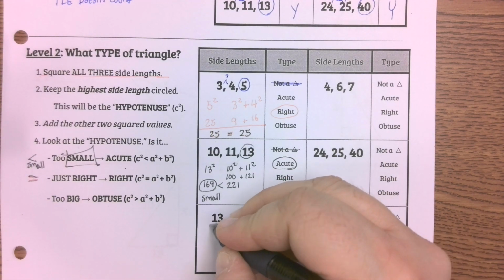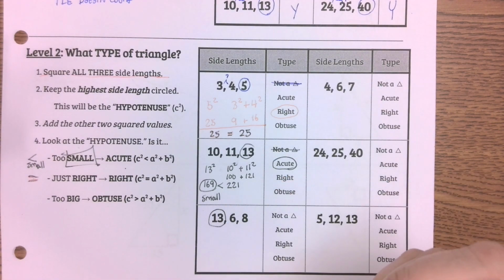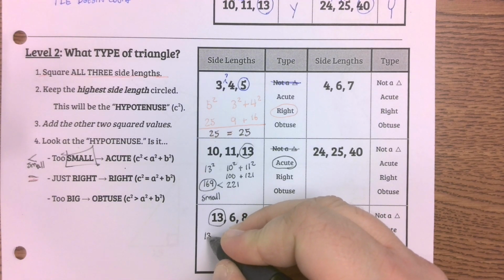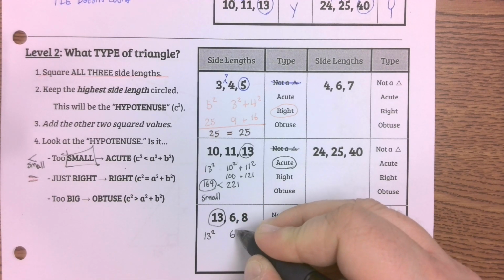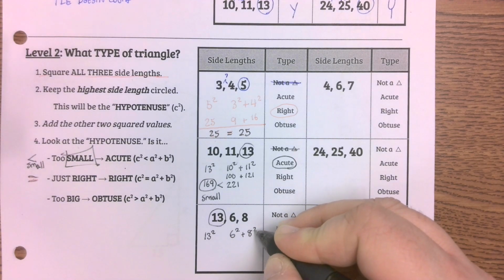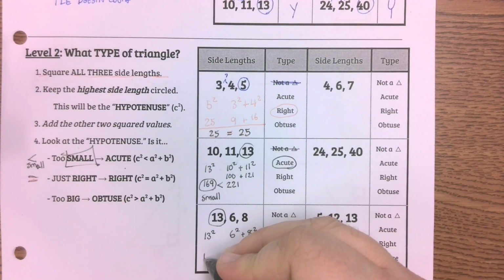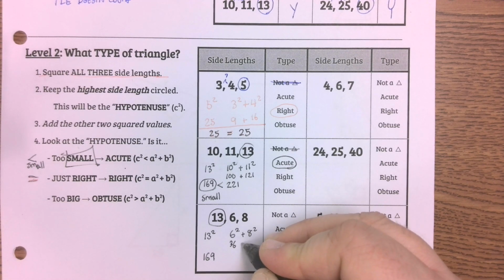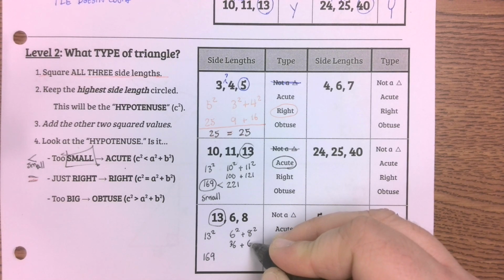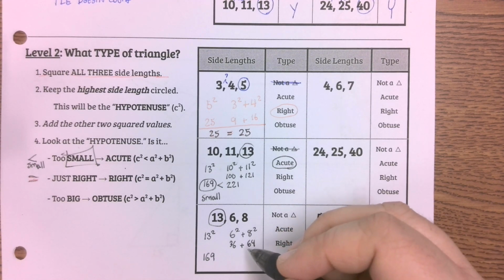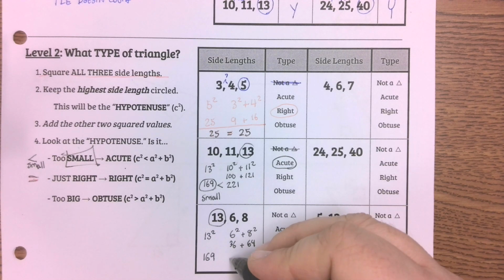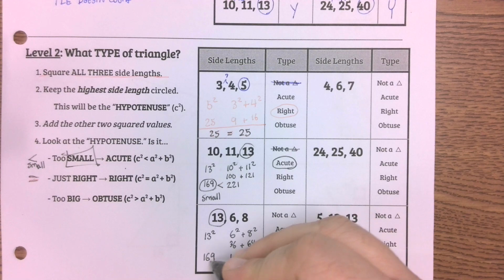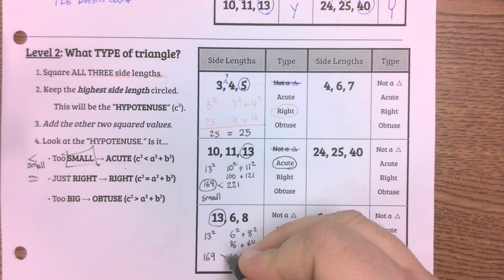Okay, again 13 is our biggest, but we have two different small sides for our legs. So I have 13 squared, and then I'm going to take 6 squared and add it to 8 squared to compare. That's going to give me 169 again. 6 squared is 36, 8 squared is 64, and 36 plus 64 is equal to 100. Okay, they're not equal. I could say that this one is bigger.